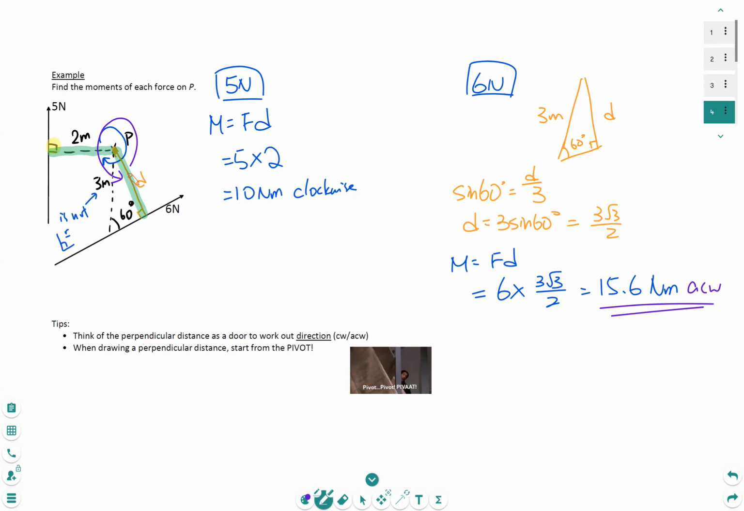Anyway, so the distance is the door. So the direction of the force tells you which way the door is going to rotate. Whichever way the door is rotating, that will be the direction for the moment.